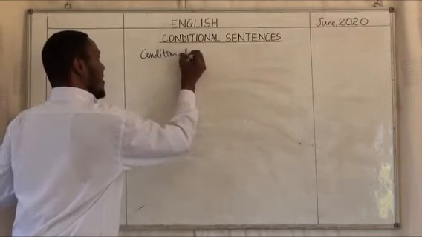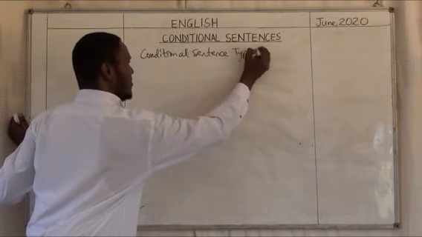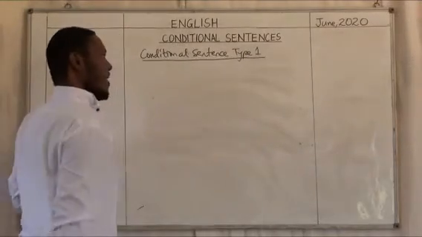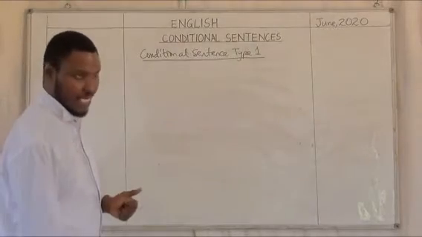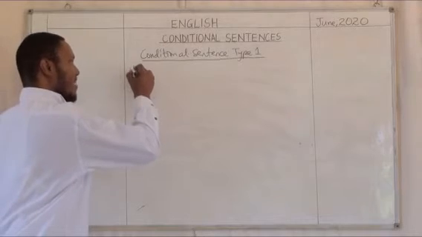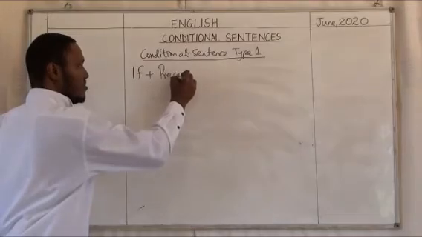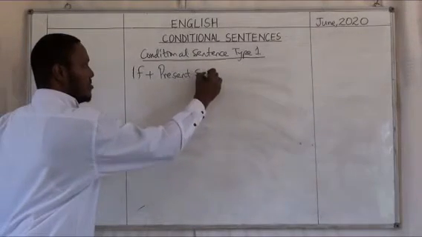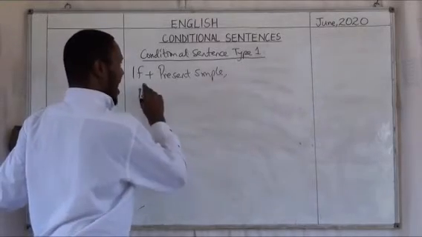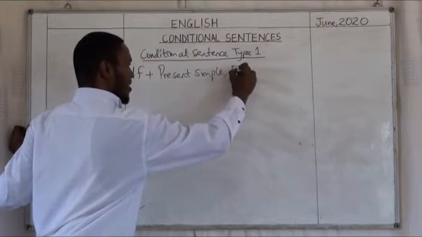Conditional sentence type 1. So this is the second conditional sentence we are looking at, the type 1 conditional sentence. Okay? Now, this one is formed by if plus the present simple in the if clause, and in the main clause we have the future simple.